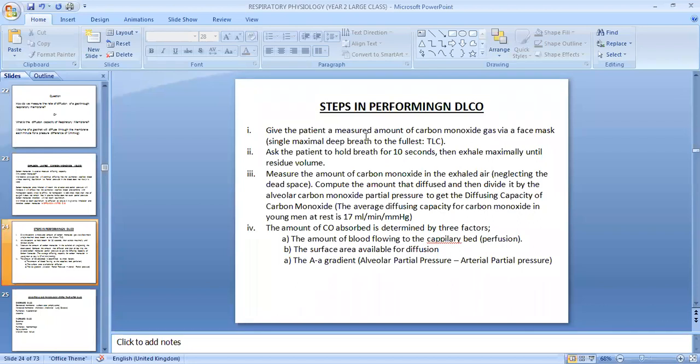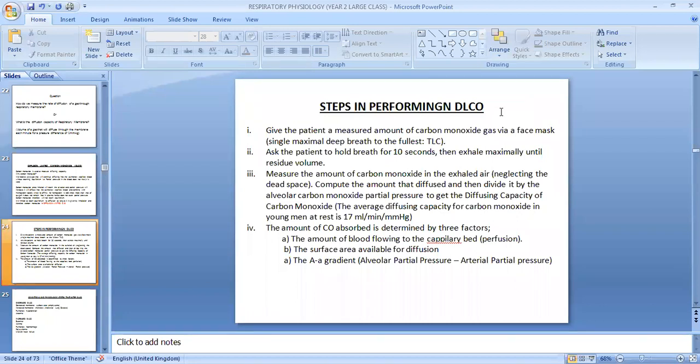Of course, a machine like a spirometer, connected to a computer, is used to measure the amount of carbon monoxide given. Ask the patient to hold the breath for 10 seconds, then exhale maximally until the residual volume. The amount given is known and recorded in a computer. You will see the spirometer machine when you come for the practical. Tell the patient to breathe in as much as they can and hold for 10 seconds. The equipment will measure the amount of carbon monoxide that goes into the lungs.